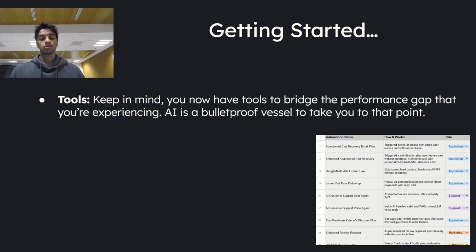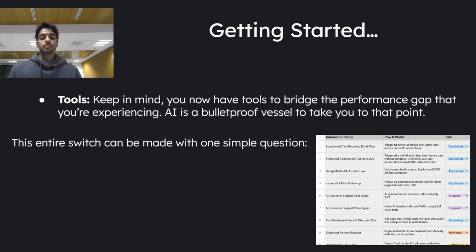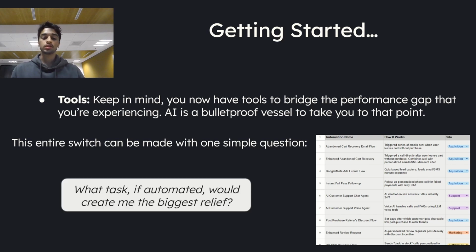Also, keep in mind that you now have all the tools that bridge the performance gap that you are experiencing. Obviously, AI is an almost bulletproof vessel to take you to that point. And if I can leave you with one thing in this video, it's that the entire switch can be made with one simple question. There's only one question that you realistically need to sit down and answer for yourself in order to transition into this new phase of your store, which is: what task, if automated, would create me the biggest relief? Start there.